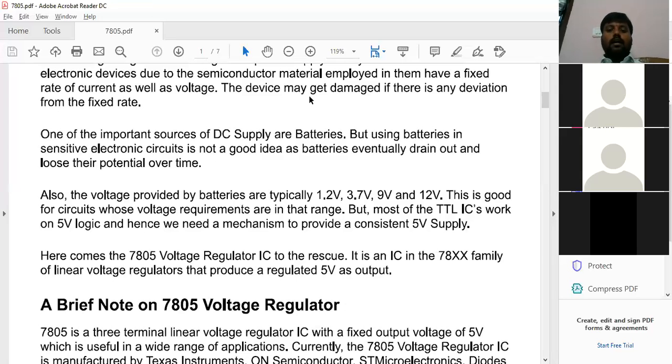Okay, and as well as we need a constant supply, but using batteries is not a good idea, because the batteries eventually drain out, they'll discharge again and again. We need to replace the batteries. So what we use are regulators. Okay, we know all this. We have already discussed this during regulated power supplies.